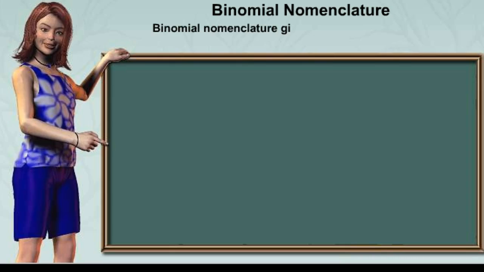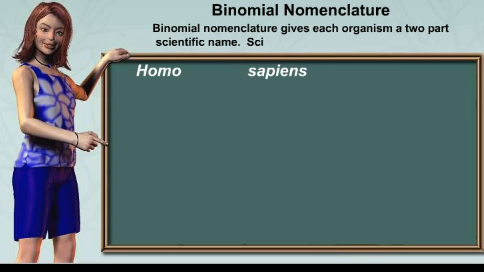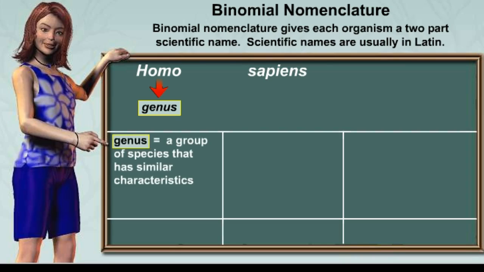Binomial nomenclature gives each organism a two-part scientific name. Scientific names are usually in Latin. Latin is often used in science because it isn't easily confused with other languages. The first word of the two-part name for a particular species is the genus. A genus is a group of species that has similar characteristics. In binomial nomenclature, the genus name is always capitalized.